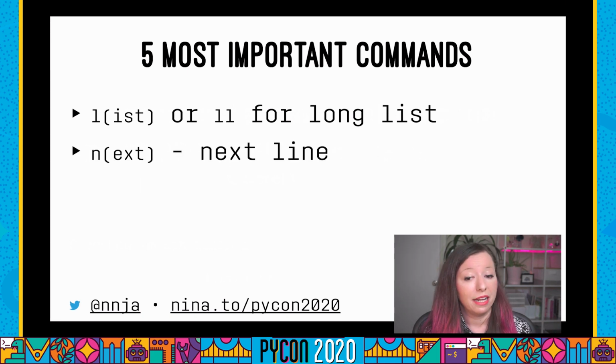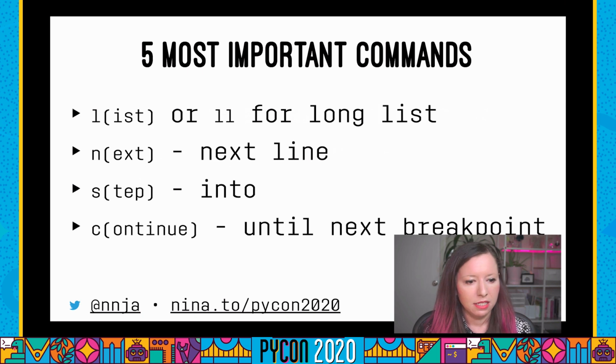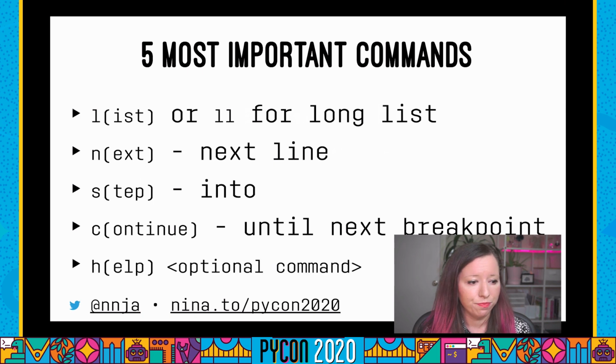There's N to go to the next line, S to step into. For example, if there's a method being called, you can enter into it. Otherwise, it's just going to go to the next line. C for continue until the next breakpoint or until the program completes. And then lastly, H for help. You can also provide an optional command, which is really easy if you forget how the debugger works.